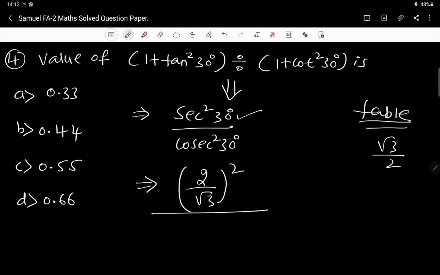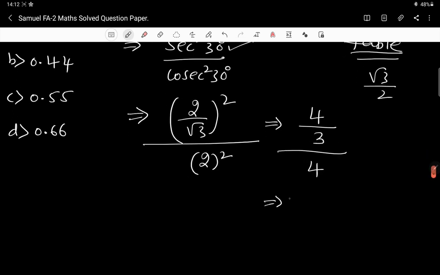Then all divided by cosecant 30. What do you mean by cosecant 30? Cosecant 30 means sine 30, you remember. Sine 30 is 1 by 2 and cosecant 30 is 2. So it becomes 2 square. Alright, so if you do this, it becomes 4 divided. 2 square means 4 and divided by root 3 whole square is 3. Then divided by 4 it becomes, alright.